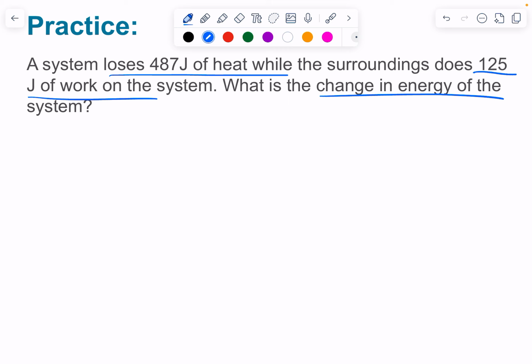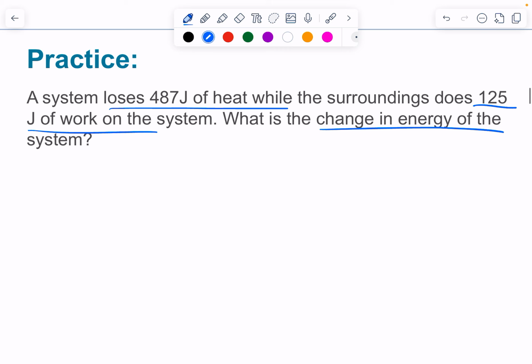Okay, so in this question, they give us heat and work, and they want to know what the change in energy is. The biggest thing here is you need to make sure that you have the sign correct. Okay, they give you the values. The change in energy is just heat plus work. Okay, we did that at the very beginning of Monday's lecture. But we need to know how to plug those numbers in with the correct signs. So the way we know the sign is by looking at the wording.